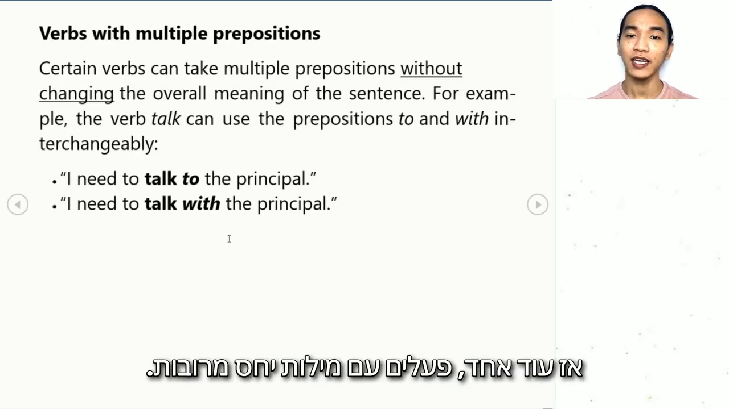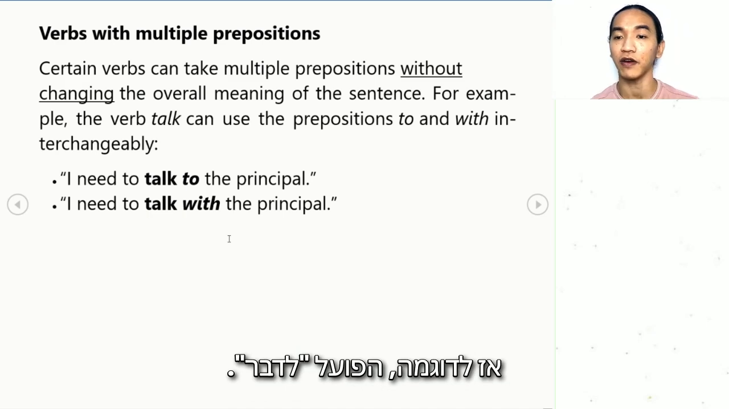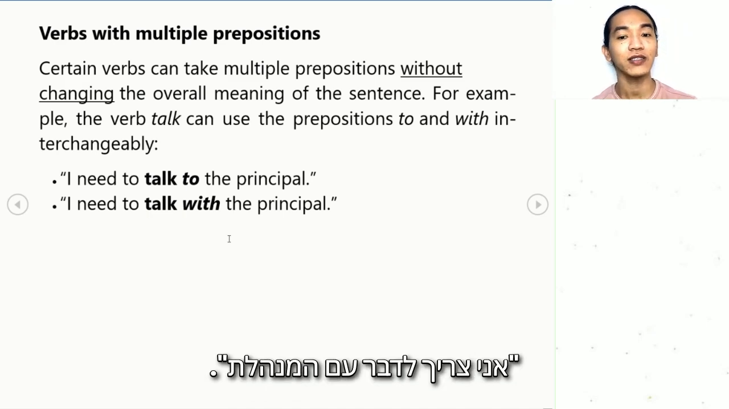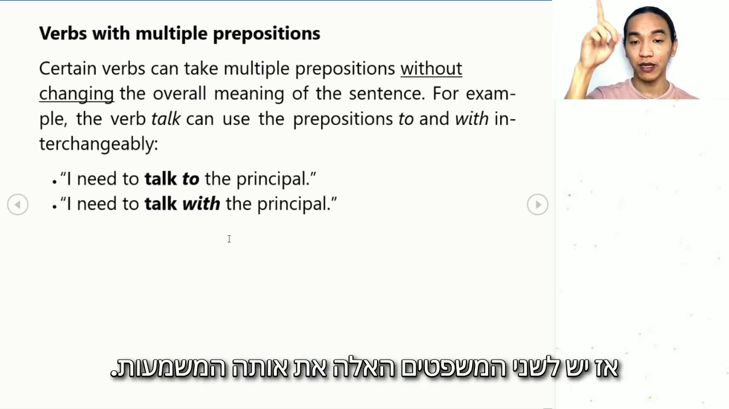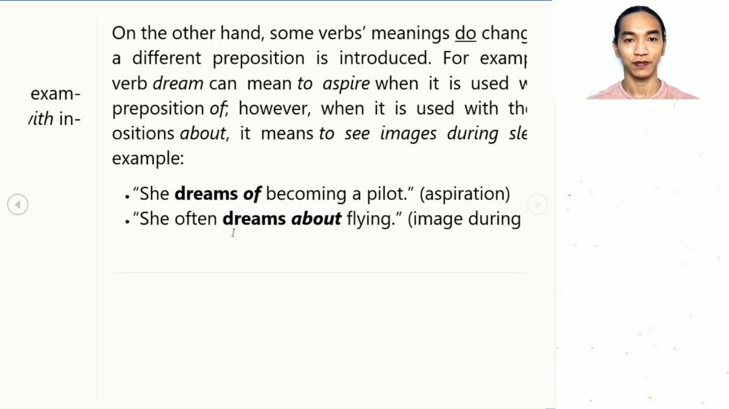Another one, verbs with multiple prepositions. Certain verbs can take multiple prepositions without changing the overall meaning of the sentence. For example, the verb talk. I need to talk to the principal. I need to talk with the principal. Those two sentences have the same meaning. It doesn't change regardless of the preposition.